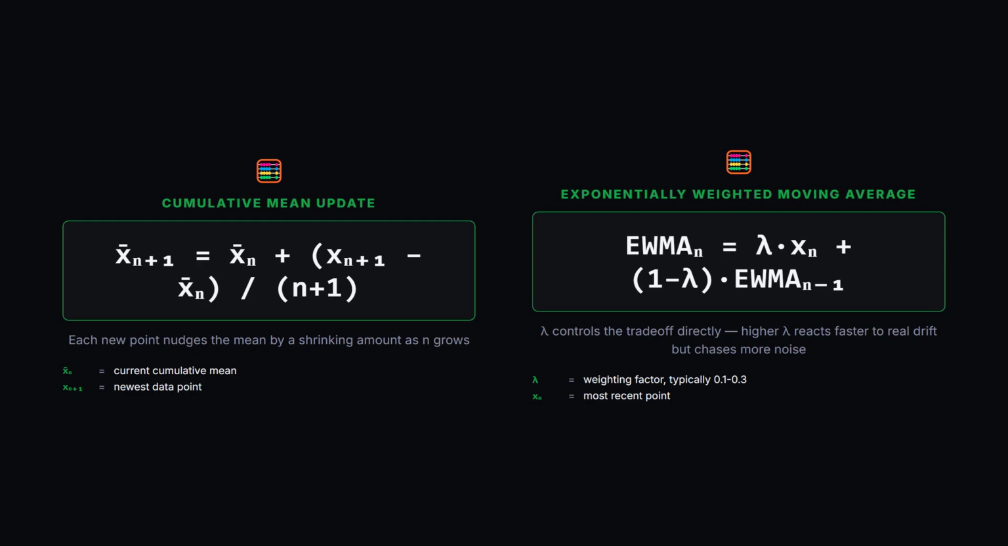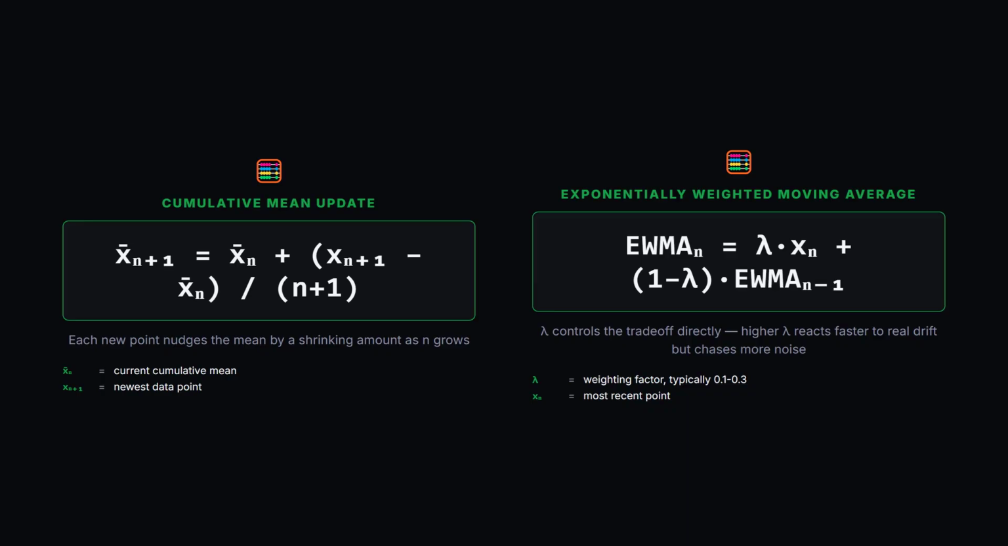Every new point folds into a continuously updated running average, converging toward a very stable number over time. A floating, exponentially weighted average goes further still, deliberately giving recent points more influence, so genuine drift shows up faster, at the cost of chasing more day-to-day noise.